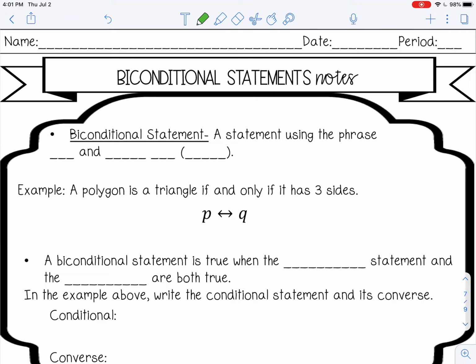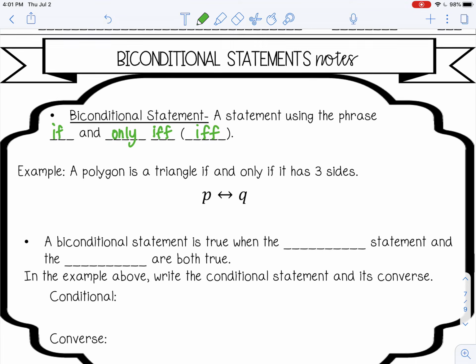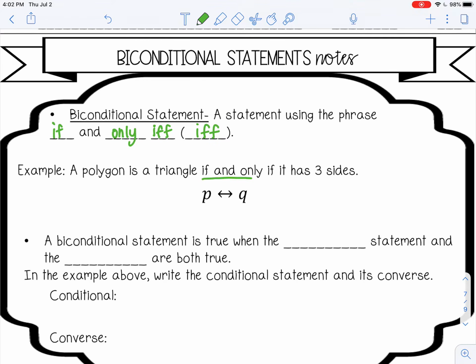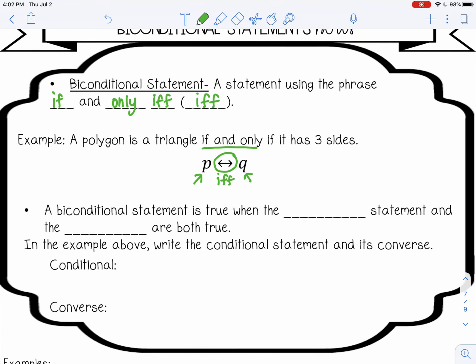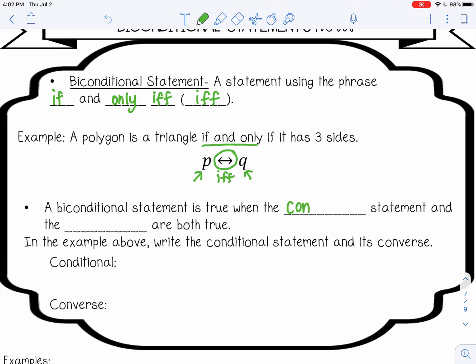So a biconditional statement is a statement using the phrase if and only if. And the abbreviation for that is IFF. So an example, a polygon is a triangle if and only if it has 3 sides. And the symbolic representation looks a lot like a conditional statement. It still has a hypothesis and a conclusion, but the symbol for the if and only if is this 2-way arrow. A biconditional statement is true when the conditional statement and the converse are both true.